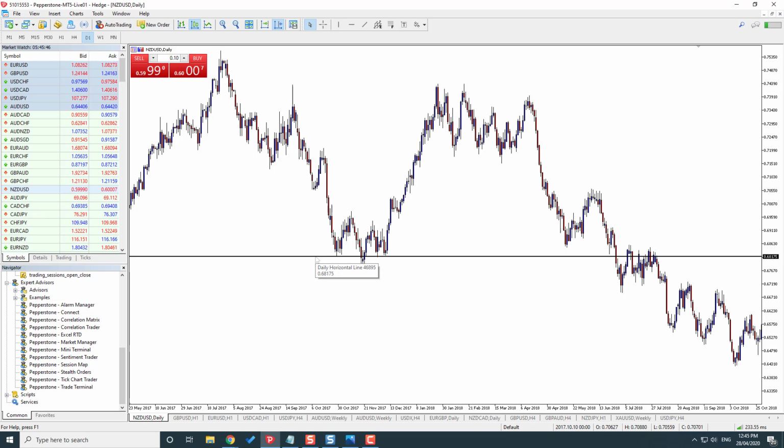So here we have the New Zealand US dollar daily chart, though it wouldn't matter if it was a 5-minute, 1-minute, weekly, monthly, or whatever particular currency pair or instrument. The same concepts will apply. So let's draw up a little bit about the accumulation phases and the different phases of the market.